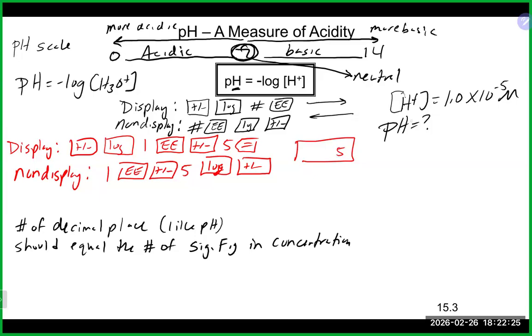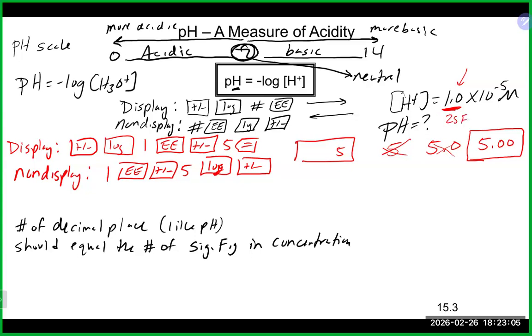Now, should my pH be recorded as 5, 5.0, 5.00? What is the correct way to record the pH in this case? It actually should be 5.00. Should actually be this one here, and not that one, not that one. This is our concentration value, and a reminder, everything before the times 10 part is significant. So this concentration value has 2 significant figures.